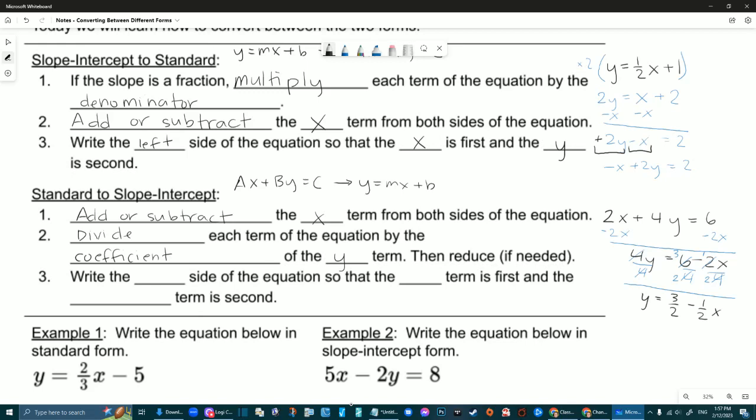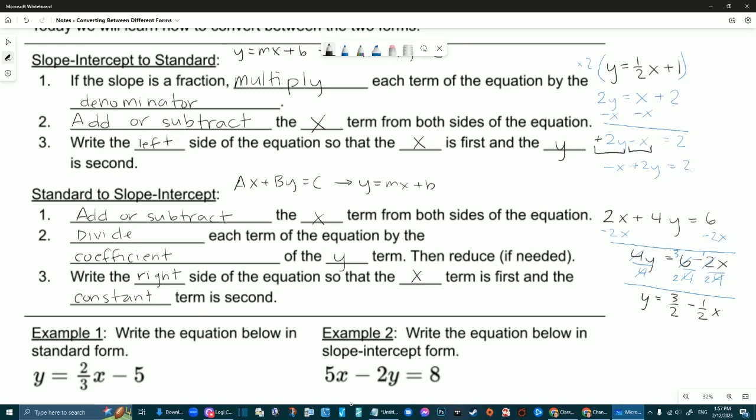And it almost looks like slope-intercept, but not quite. And that's where step 3 comes in. We're going to focus on the right side of the equation, where the x value is. We're going to write the right side of the equation so the x term is first, and the constant term is second. And remember that the constant term is the term that doesn't have a variable in it.